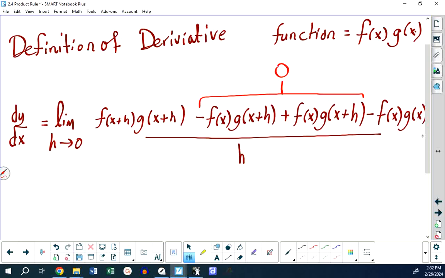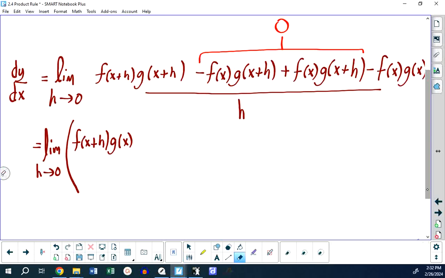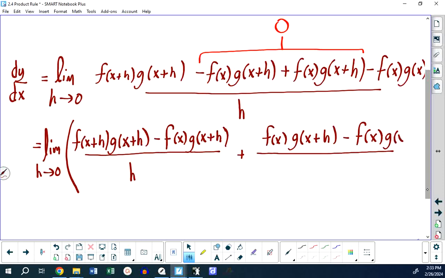So now we're going to break this into two fractions. This is all over h, but I can write the limit as h approaches 0 of f of x plus h, g of x plus h, minus f of x, g of x plus h over h, plus f of x, g of x plus h, minus f of x, g of x over h. In other words, I'm tearing it apart into two fractions. They will both still be over h.